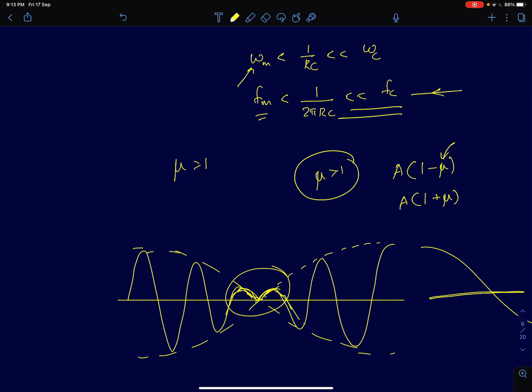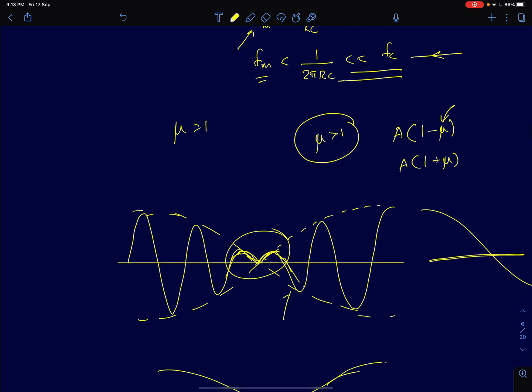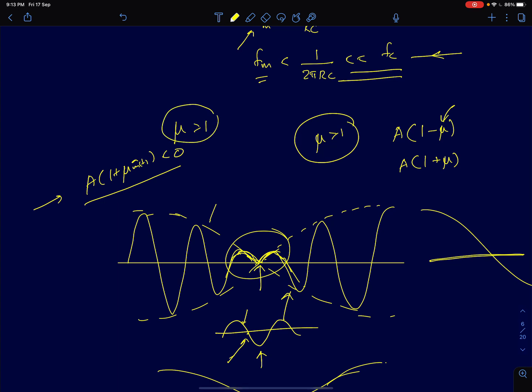What does it mean in the time domain? I have shown here a message signal. At this point, the dotted line is the message signal, and the carrier amplitude is becoming negative. Ideally the carrier signal was going through a positive cycle and a negative cycle, but your envelope, which is A into 1 plus mu into m hat of t, has become less than 0. So that's what it means. If your mu is greater than 1, it simply means the envelope itself can become less than 0. If it becomes less than 0, then you will have a phase inversion. So you will have a sudden phase discontinuity here.